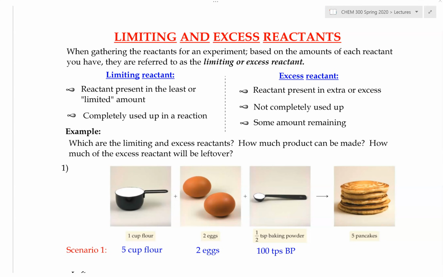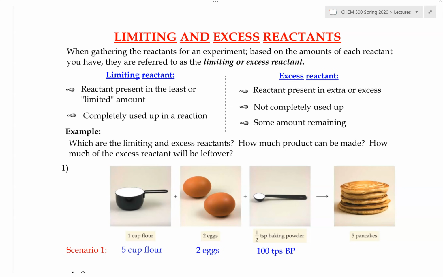Hi, in this lecture video, I will be discussing limiting and excess reactants. So what are they and why are they important in chemical calculation and stoichiometry? When we have a chemical reaction and now have to perform it, the first thing we have to do is gather all of our reactants for the experiment. As we gather our reactants, we will have some amount of one reactant and another amount of a different reactant.